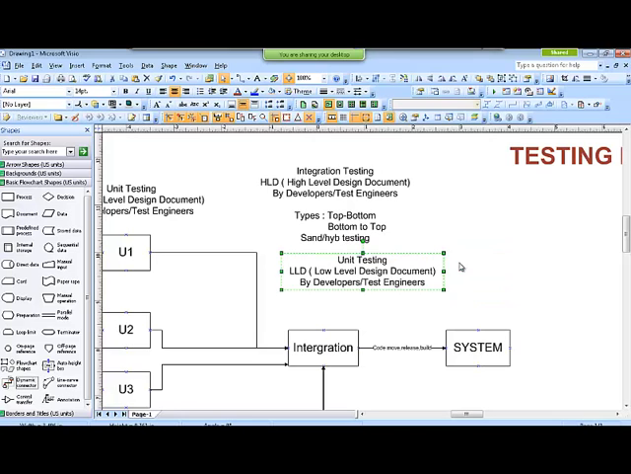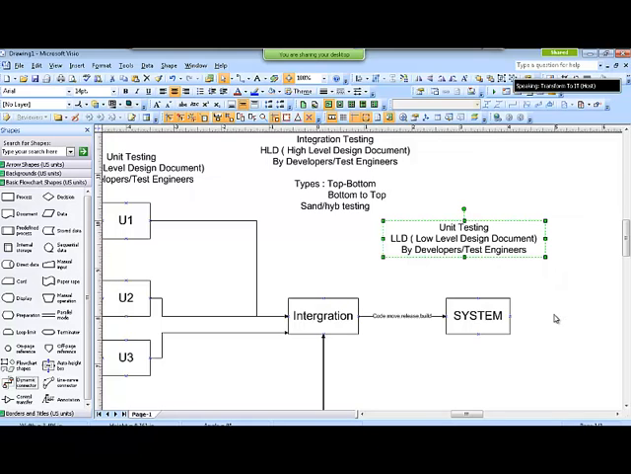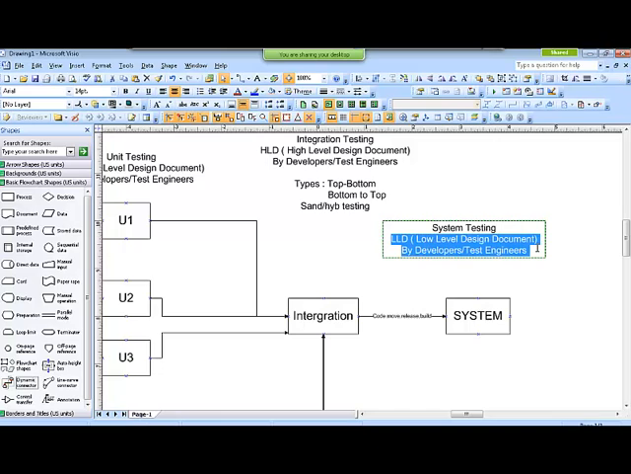Guys, is everyone clear so far? Right. So now we're going to conduct one type of testing, that is system testing. While conducting the system testing, what kind of documentation we'll use is SRS and FRD. While conducting system testing, we're going to use SRS and FRD docs.